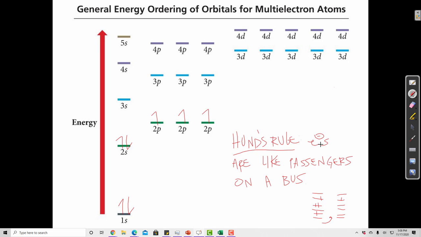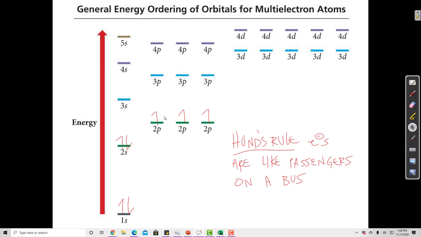So that's what electrons want to do too. Electrons are repelled by each other. They find each other repulsive. So since electrons are repelled by each other, they don't want to sit in the same seat if there are other seats available. They have to go in the lowest energy seat, but look, all three of these seats have the same energy. So this one's here, the next one's going to go in its own seat. It doesn't want to go together with this one. So passengers on a bus.